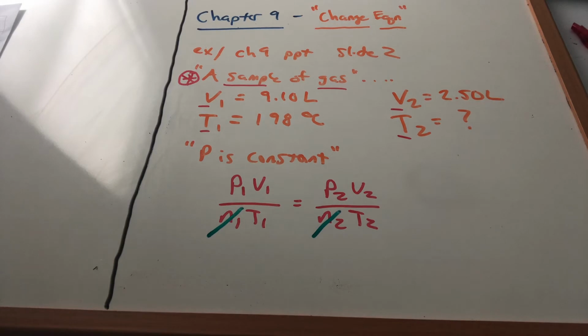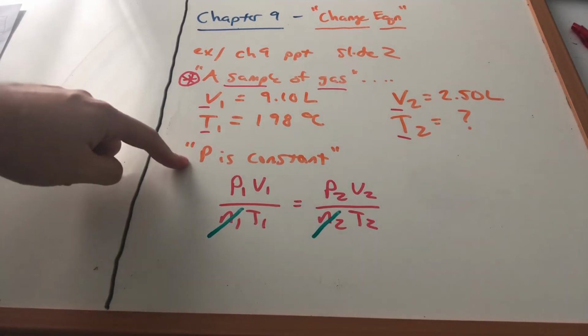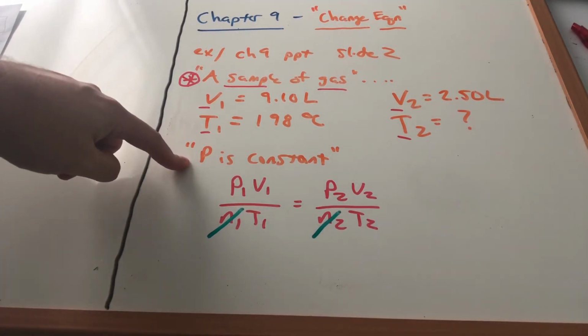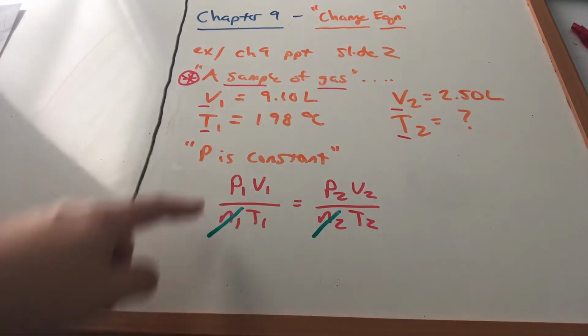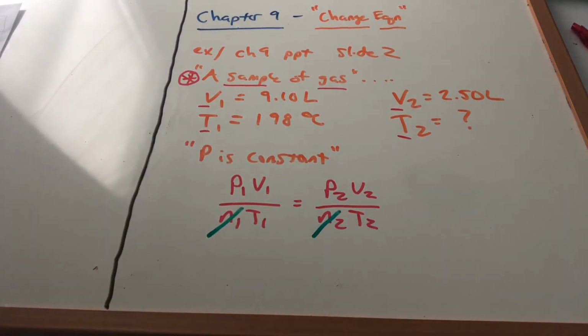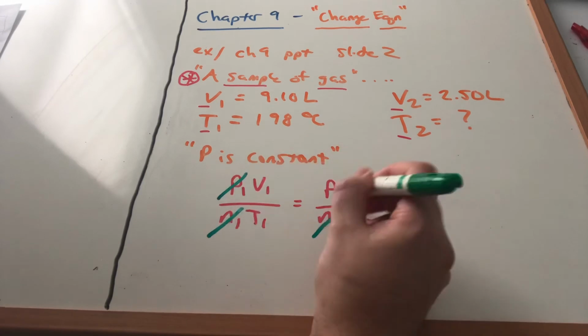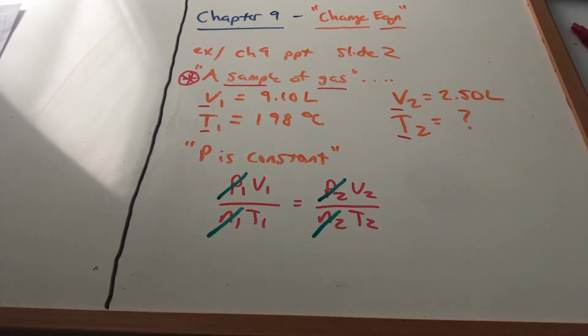Along those lines, we can go to the fact that in this problem it is stated that pressure is constant. So what does that say about P1 and P2? That tells you that they are equal. So they're on opposite sides of the equation and in the same spot, so those also cancel.